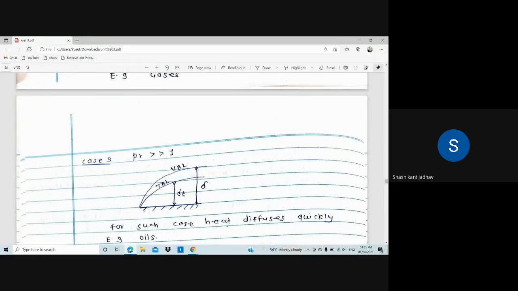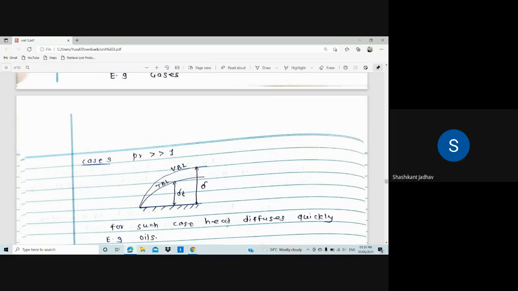Okay, then write down case number 3. Case number 3, Prandtl number is greater than 1. So in this case thickness of velocity boundary layer is greater than thermal boundary layer. So draw this diagram. TBL, VBL. TBL having this thickness is delta T. VBL having thickness is delta.